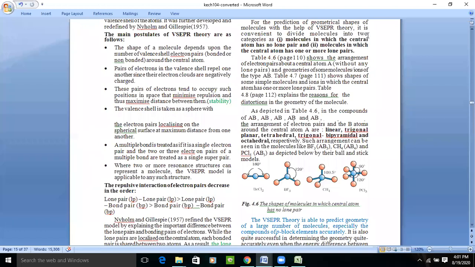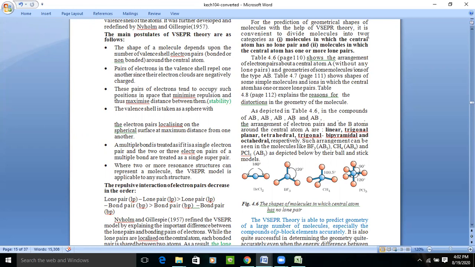So there are several main postulates of VSEPR theory. First, the shape of the molecule depends on the number of valence electron pairs, both bonding and non-bonding, which surround the central atom. Means the shape of the molecule depends on the electrons, both bond pairs and lone pairs. Second, pairs of electrons in the valence shell repel one another since their electron clouds are negatively charged. The electrons present in the valence shell repel each other because they have the same type of charge, that is negative.